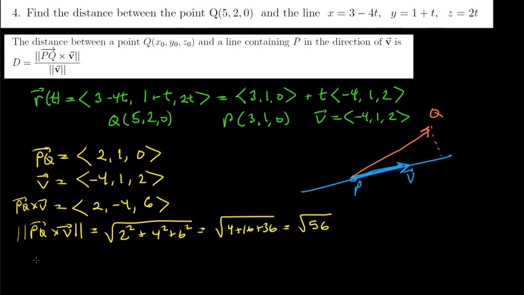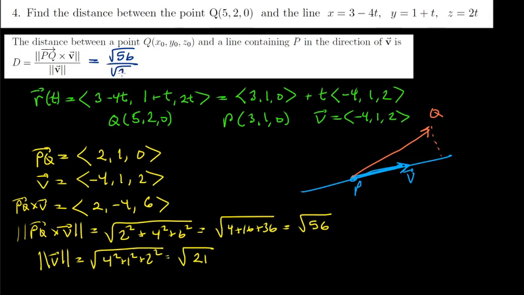Right? And then we just divide by the magnitude of V itself, which is the square root of, again, -4 squared plus 1 squared plus 2 squared. So we have 16 plus 4 is 20, plus 1 is 21. So according to the formula, the distance is just going to be the square root of 56 divided by the square root of 21. Or you can just do the square root of 56 over 21.